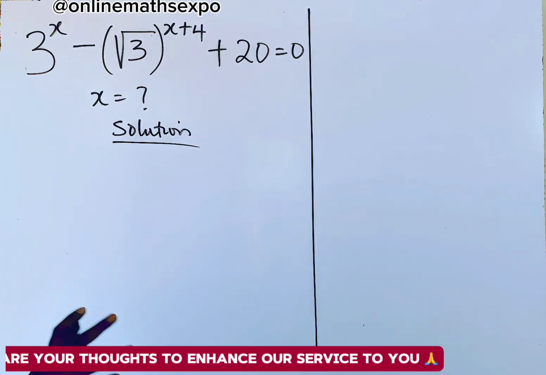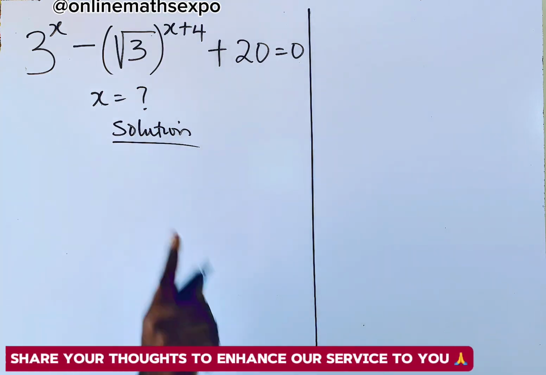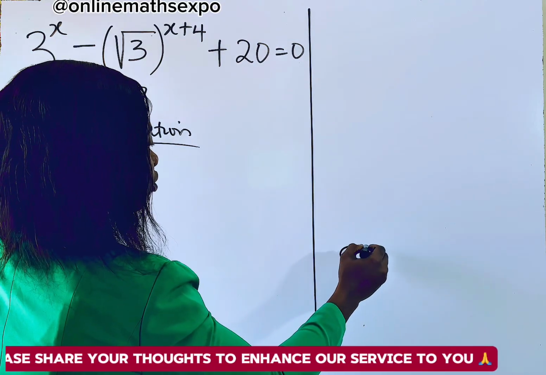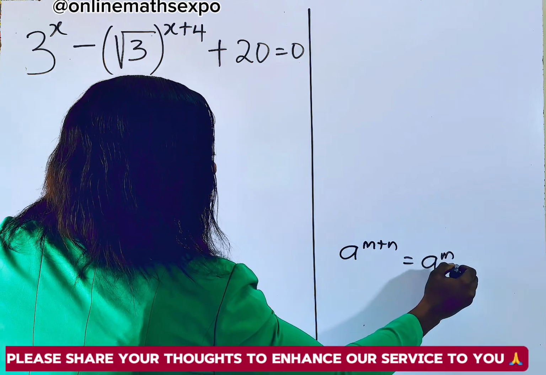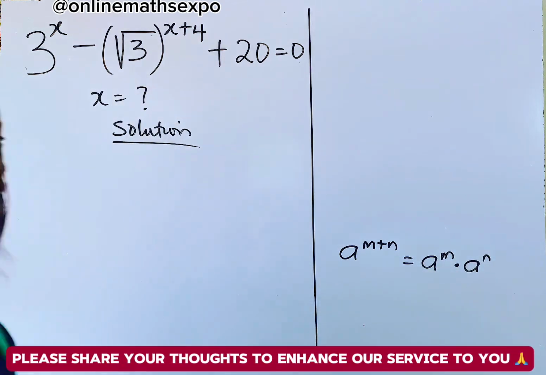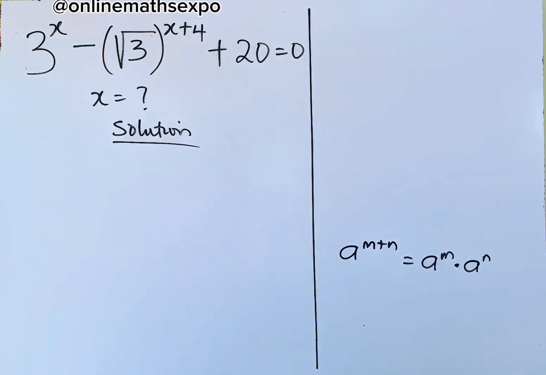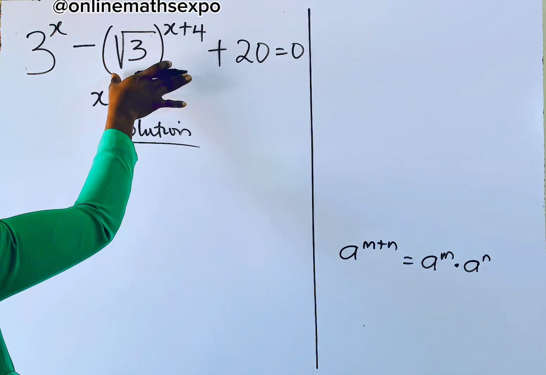So what do we do? To answer this, quickly remember that each time you are given a raised to the power m plus n, it is a raised to the power m multiplied by a raised to the power n. This is the exponential rule. So we can apply it on this.